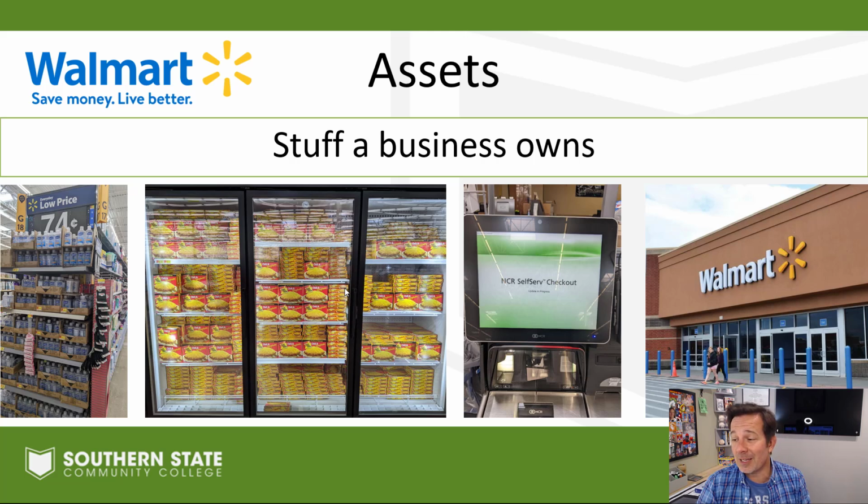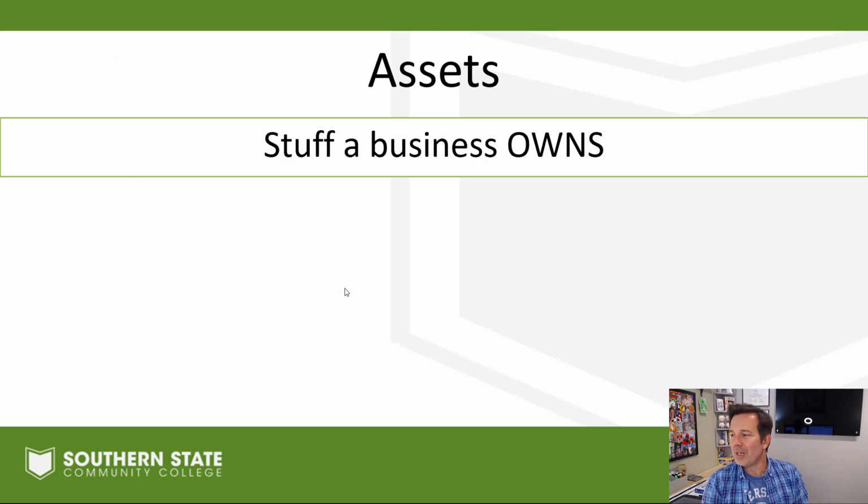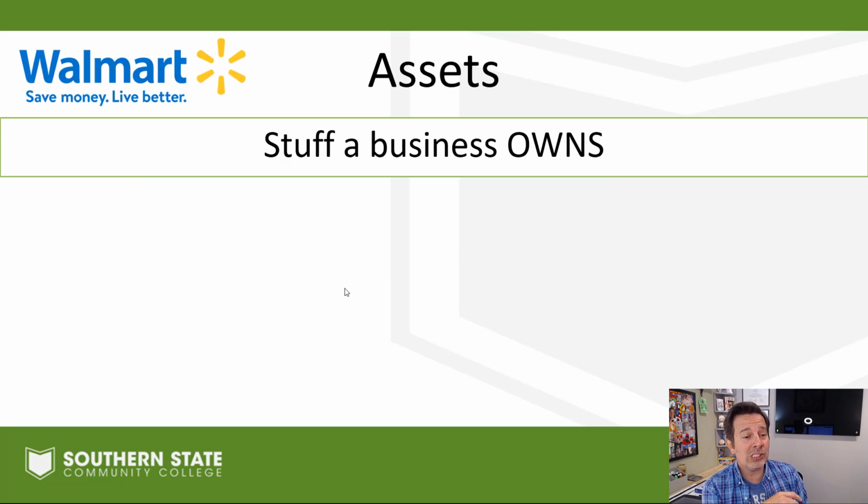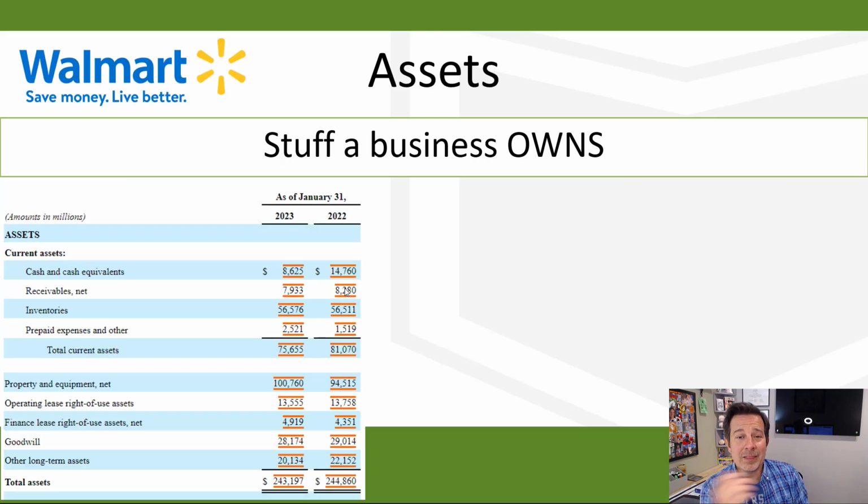That stuff has a fancy accounting term. That fancy accounting term is asset. An asset, simply stuff a business owns that they're using in the business. All right? So that's our first part of the accounting equation. If we look at the financial reports, we can see what Walmart owns. You can see right here they have assets: cash, inventory, as I mentioned, property and equipment. I mentioned all that.